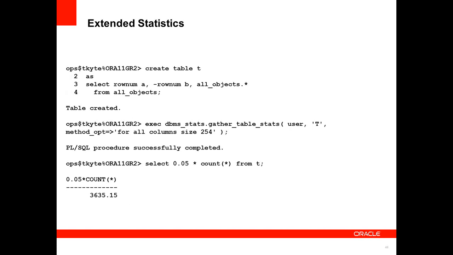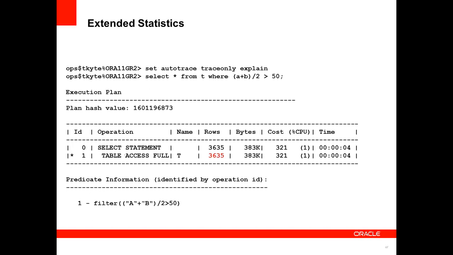Now the optimizer is going to come along, and we're going to give it a query, select star from T, where A plus B divided by 2 is greater than 50. Again, it knows a lot about A, knows a lot about B, knows a lot about table T, knows a lot about the indexes on it, et cetera, knows nothing about A plus B divided by 2. The optimizer has to guess.